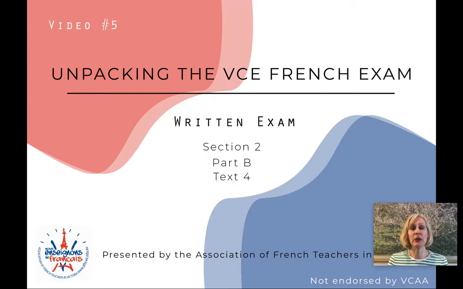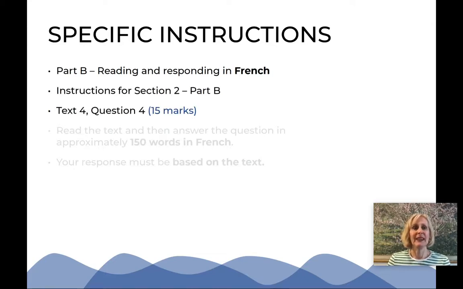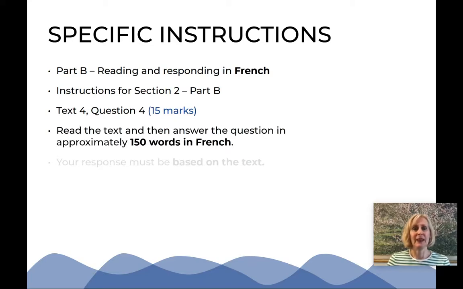In this video, we're going to be talking about the written exam, section 2, part B, which is text 4. The specific instructions for this section, part B, is reading and responding in French. Text 4, question 4, and it's worth 15 marks. You're to read the text and then answer the question in approximately 150 words in French, and your response must be based on the text.